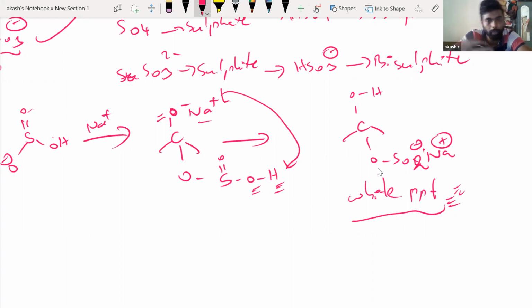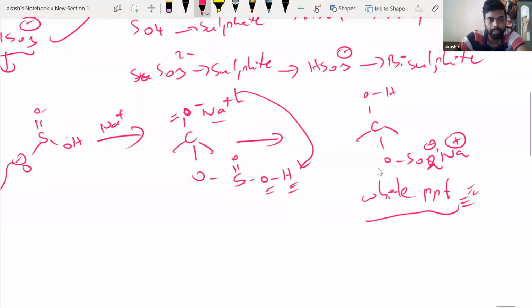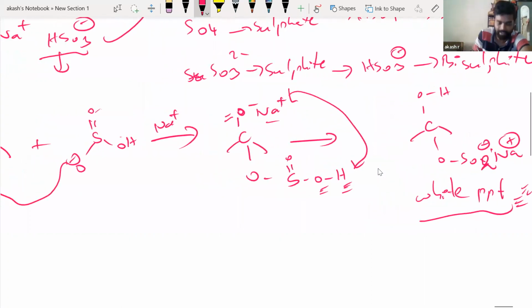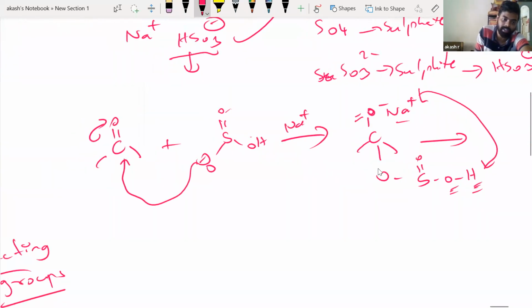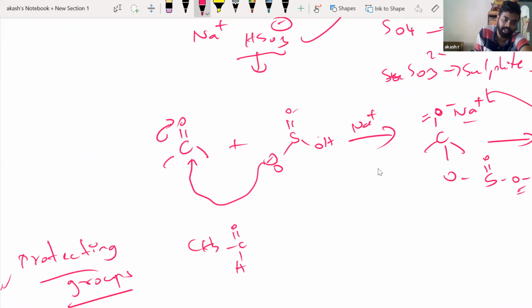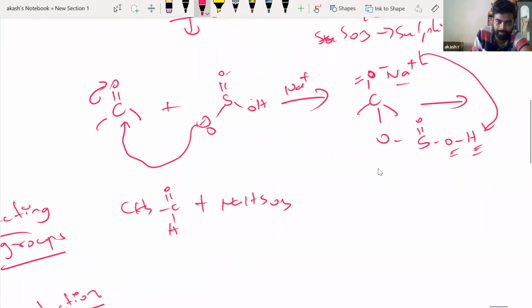Both aldehyde and ketone will give this test. No issues at all. Okay, right? So if I have to take a specific example, let me take CH3, C double bond O with a H, and I'm going for NaHSO3. You can show the mechanism, all these things you can show.